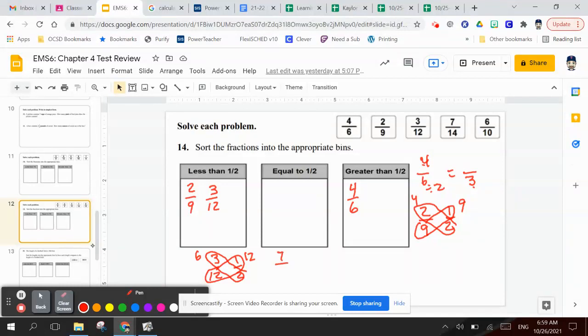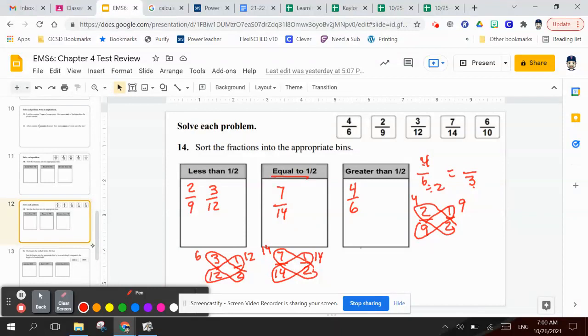7/14, 1/2. 14 times 1 is 14. 7 times 2 is 14. 14 and 14 are equal, so 1/2 is equal to 7/14.